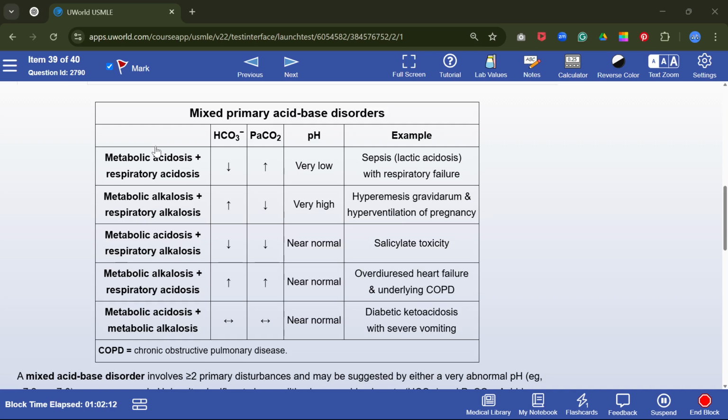If we want to find an additional acid base disorder, what will happen here? In metabolic acidosis and respiratory acidosis, PCO2 will be high. So in primary metabolic disorder, higher than expected PaCO2 indicates additional primary respiratory acidosis. An example is sepsis, like lactic acidosis with respiratory failure. And here pH will be very low.